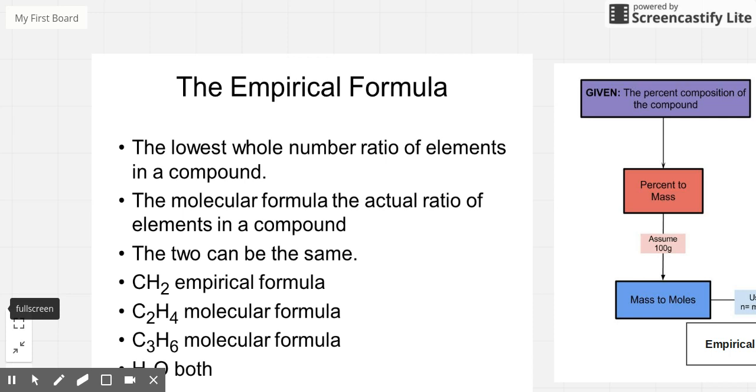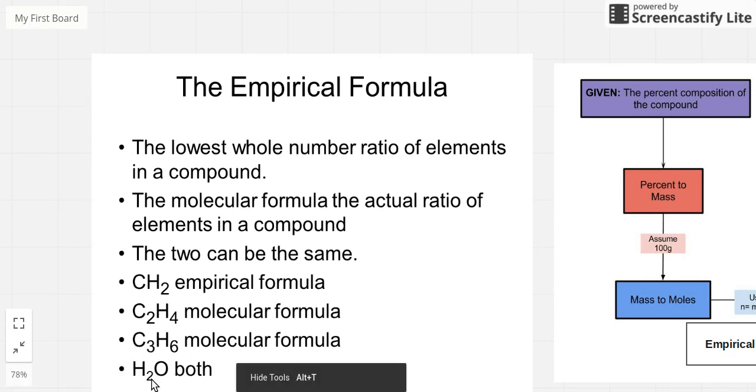What is an empirical formula versus molecular formula? Empirical formula is a chemical formula that gives you the lowest whole number ratio of the elements in a compound, versus the molecular formula, which gives you the actual ratio of the elements in a compound. To further present this, let me give you these examples: CH2, C2H4, C3H6.